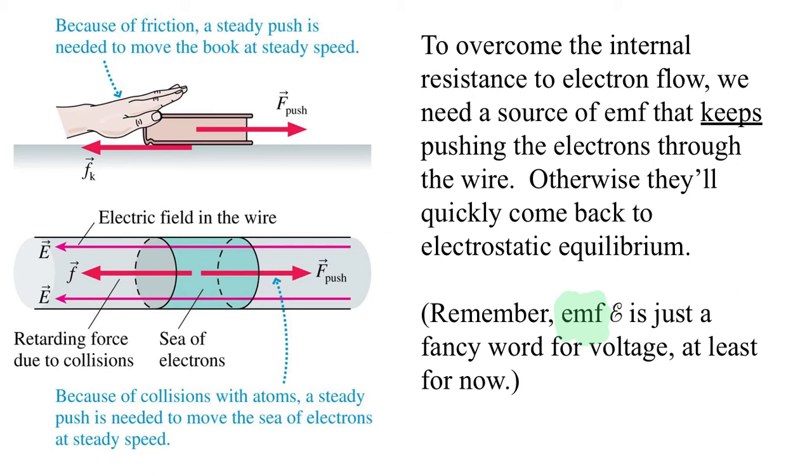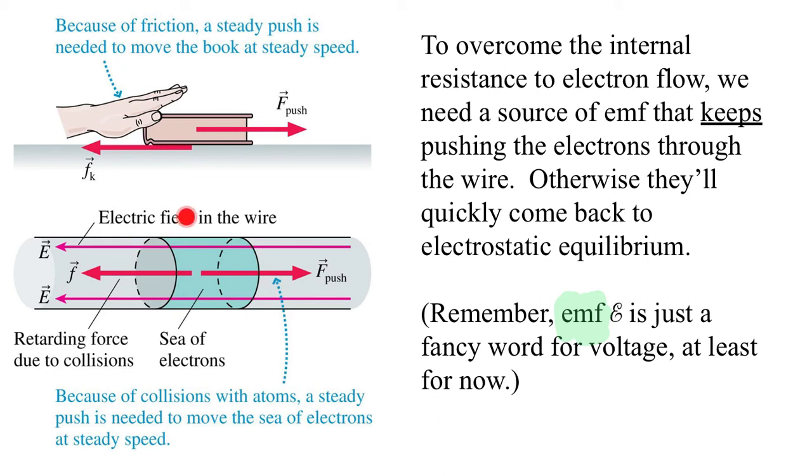Why use EMF? Well, later on, when we have time-varying fields and so on, we'll see that it's a little bit different from just a voltage source. But batteries are a steady source of EMF, but there will be other ones that we'll run into. All right, the analogy they want to make here is because of friction, a steady push is needed to move the book at a steady speed.